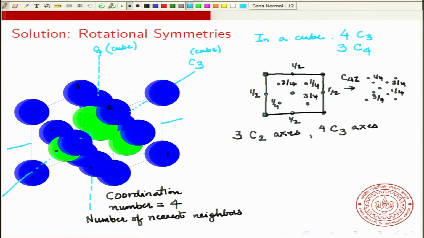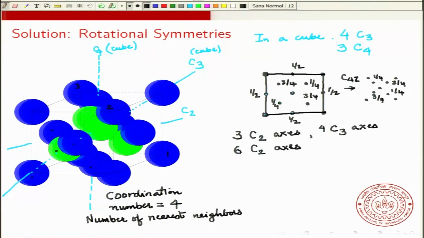So this C2 axis in the cube is also there in the diamond lattice. So there are an additional 6 C2 axes. So we end up with a total of 9 C2 axes. You have 4 C3 axes. And the question is, are all the symmetries there with the rotations? And the answer is no.